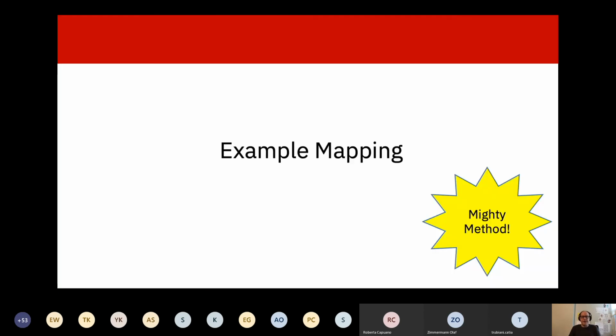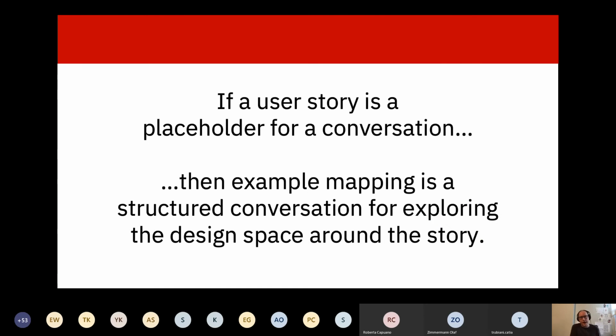Okay. To demonstrate this idea, we're going to take a look at example mapping in a little more detail. So example mapping is something that, on the surface, I guess is a requirements analysis technique. A lot of times you'll hear this idea of a user story being a placeholder for a conversation. So if a user story is that placeholder, well, example mapping is a structured conversation for exploring the design space around that story. And I'll show you what I mean by that.